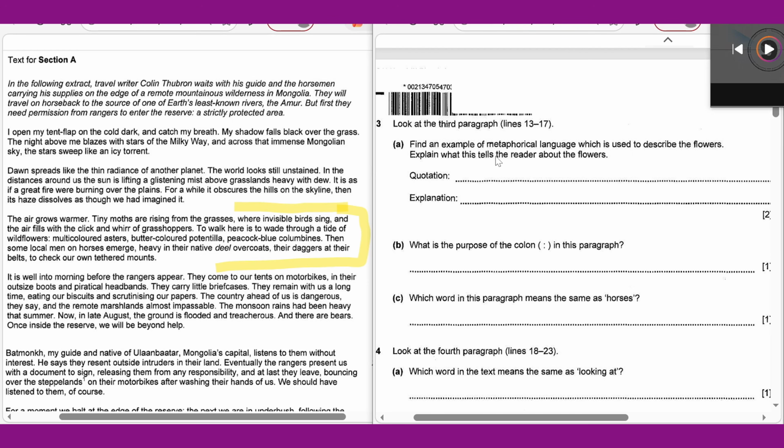Alright, let's move on. Okay guys, question 3, look at the third paragraph, lines 13 till 17. 3a: find an example of metaphorical language which is used to describe the flowers. Explain what this tells the reader about the flowers. Quotation and explanation. Time is given.